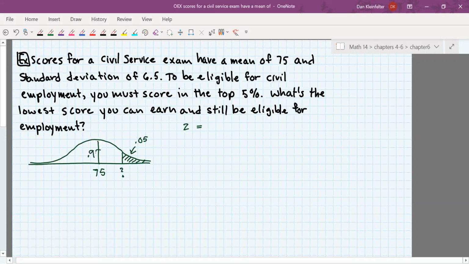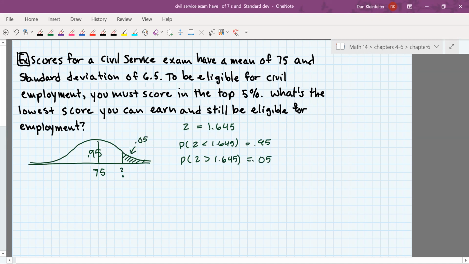Looking in the body of the table, for our Z, it's 1.645. That is, the probability that Z will be less than 1.645 is 0.95. The probability that Z will be greater than 1.645 is 0.05.